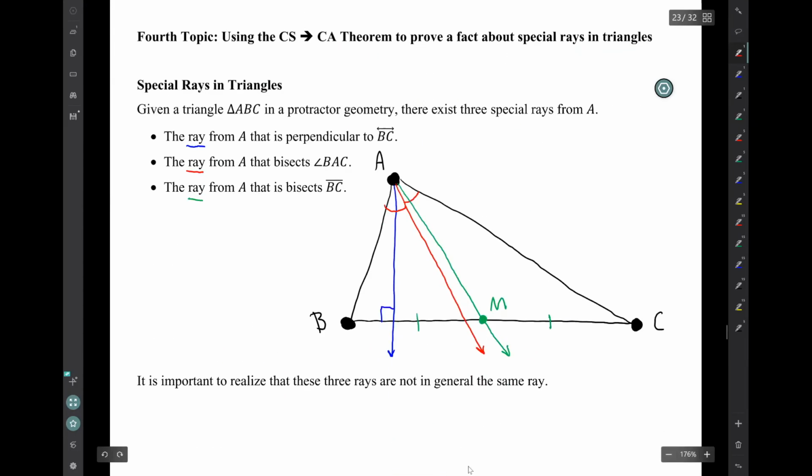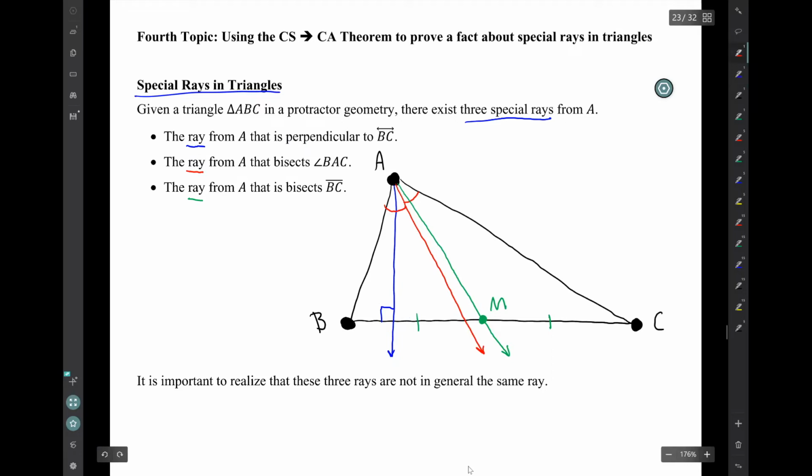Let's go on. The fourth topic for this video is using the isosceles triangle theorem to prove a fact about special rays in triangles. First of all, what do I mean by special rays in triangles? Well, given a triangle ABC in a protracted geometry, there exist three special rays from vertex A. The blue ray in this picture is a ray from A that is perpendicular to side BC.